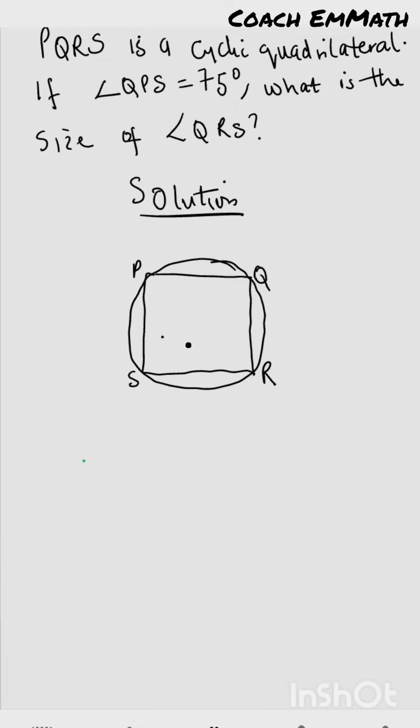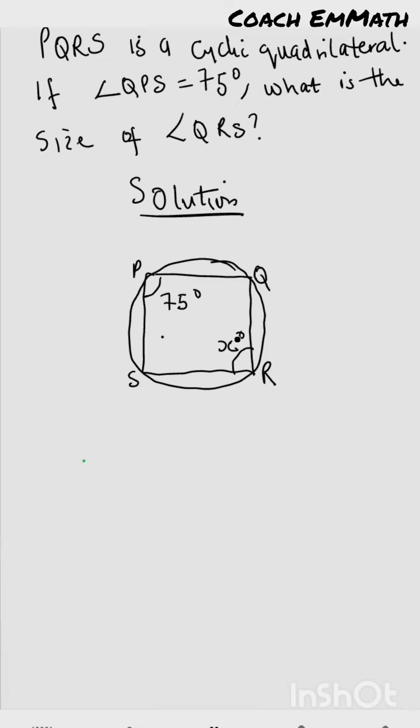So it now says if angle QPS is equal to 75 degrees, meaning the emphasis is on P. So QPS, now this point says 75 degrees. And then it now says what is the size of angle QRS? QRS, meaning this is the part I'm looking for. I can call this X degrees.